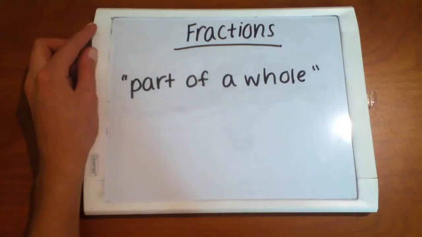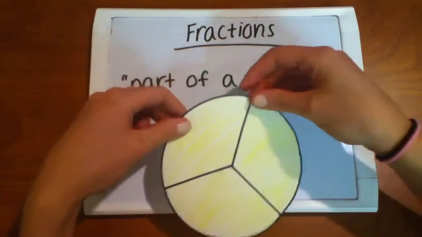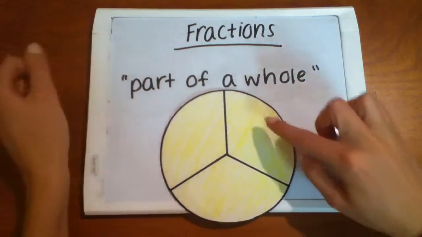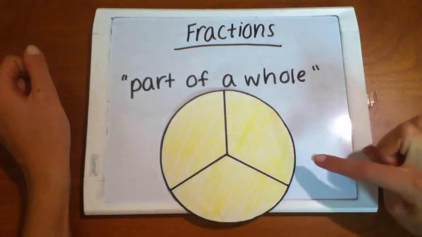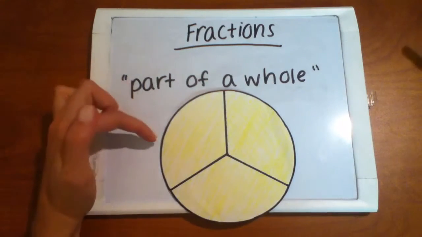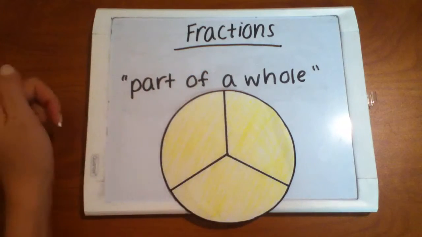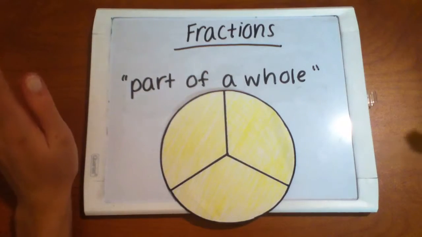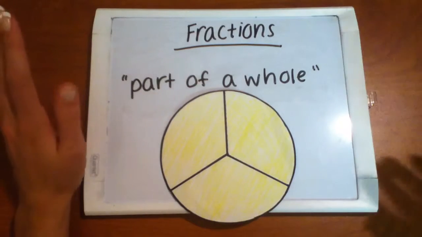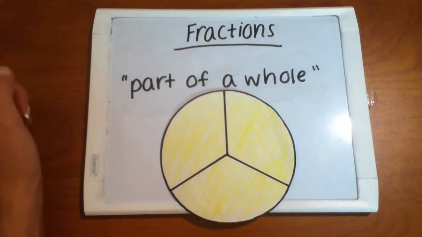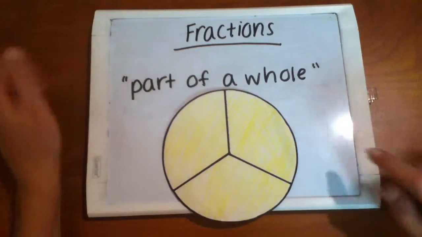So for example, I have a circle here. This entire circle is my whole. We have divided our whole into 3 equal parts. 1, 2, 3. And that's very essential when looking at fractions, is that however many parts you divide it into, it must be equal. They must be equal parts. So this fraction is divided into thirds.